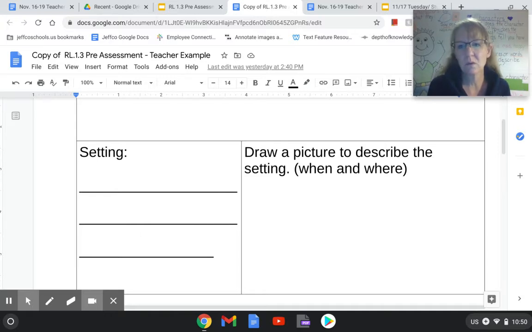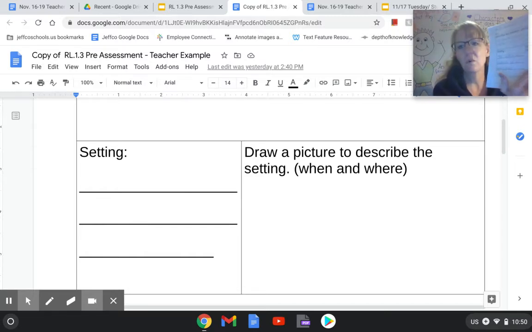When and where did the story take place? It took place outside at a yard sale. So I wrote in my box right there, the setting is outside at a yard sale. That's exactly where most of the story took place. Then I'm going to draw a quick picture just to really let everyone know that I truly understood when and where. So that's that describing piece.